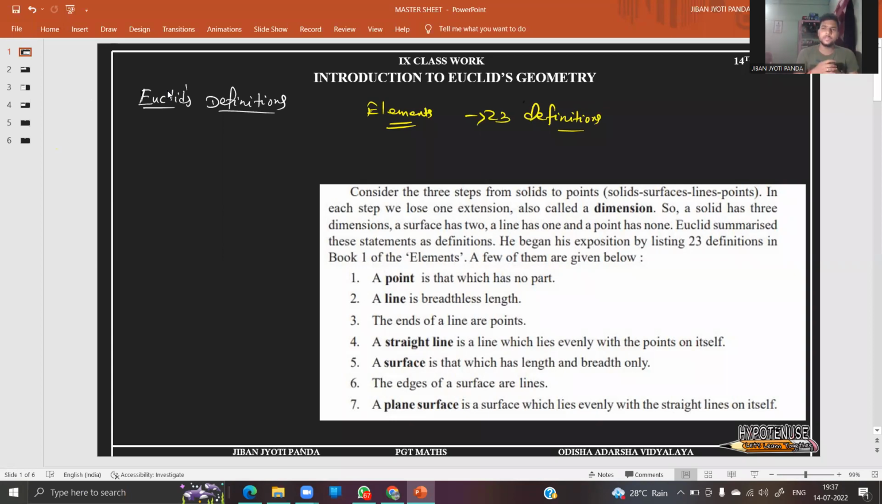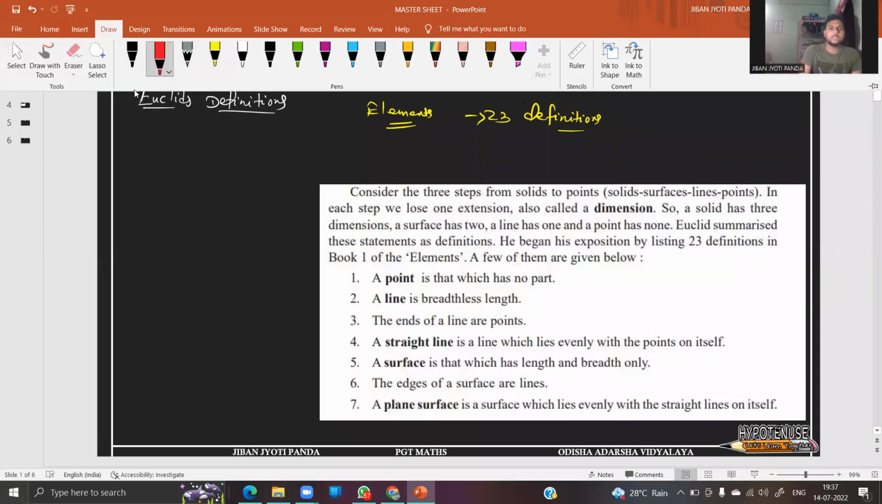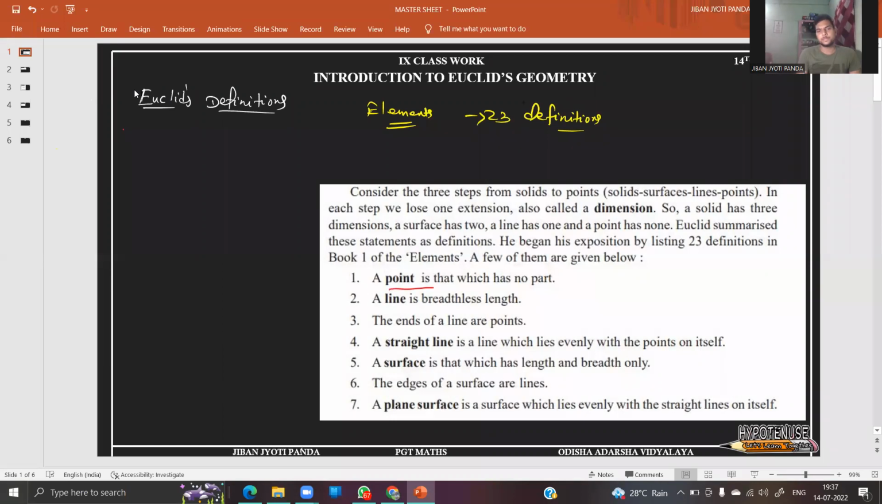Out of those 23 definitions, in our book there are these 7 definitions. Let us go through them one by one. First thing is that a point is that which has no part. A point is that which has no part. Second, a line is a breadthless length.